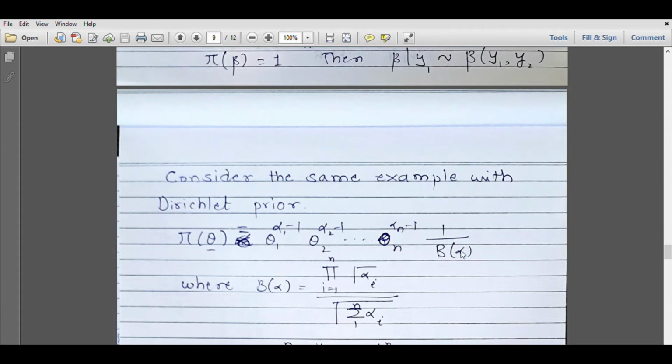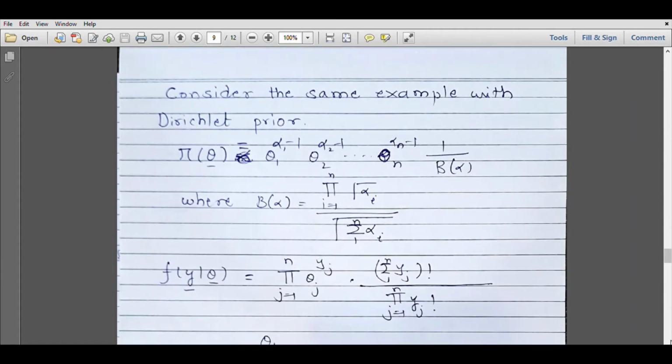Now what is B alpha? This B alpha is nothing but the product of gamma of alpha i upon gamma of the summation of alpha i's. Notice that this is a proper prior distribution, in the sense that if you integrate this out with respect to all the thetas, then the integration will be 1.